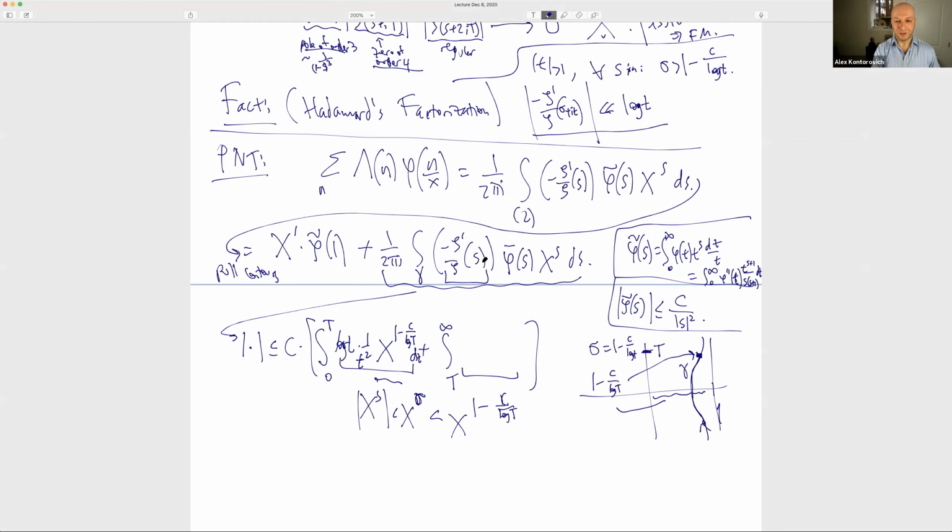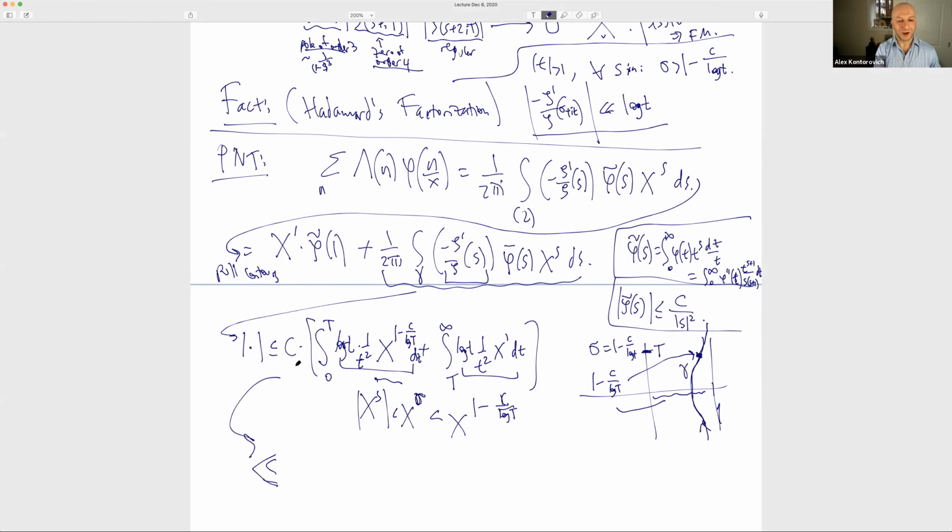In this large region, I again bound ζ'/ζ by log t. I again bound φ̃ by 1 over t². And now, well, the real part is getting closer and closer to 1. The best I can do here is say it's x^1 dt. T is a parameter to be chosen almost right now. I was going to say later, but now. So what do we get?